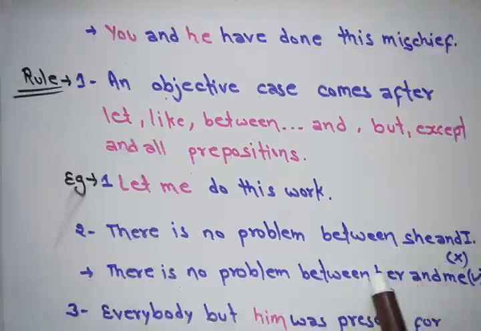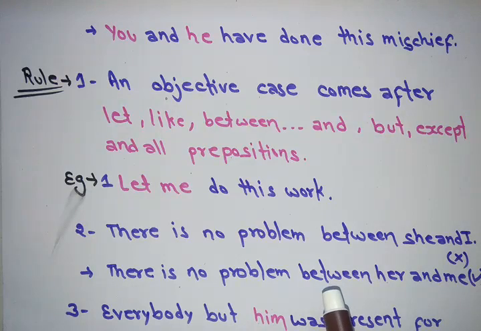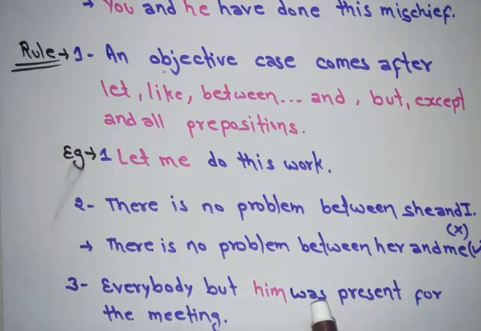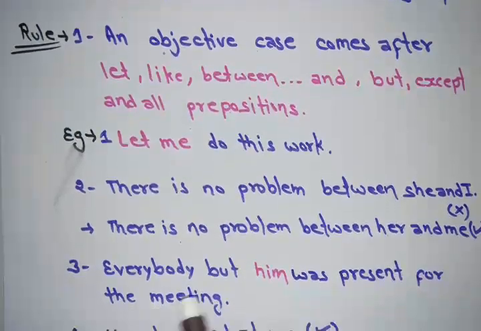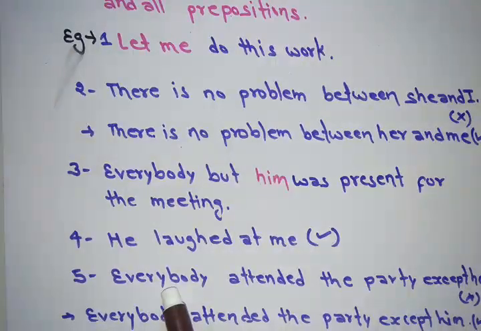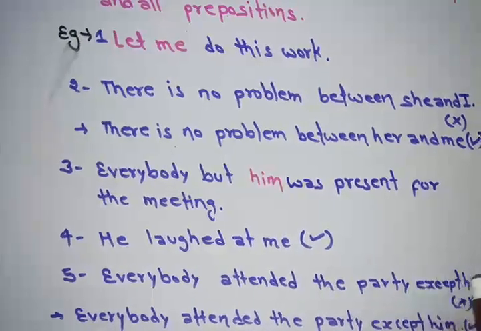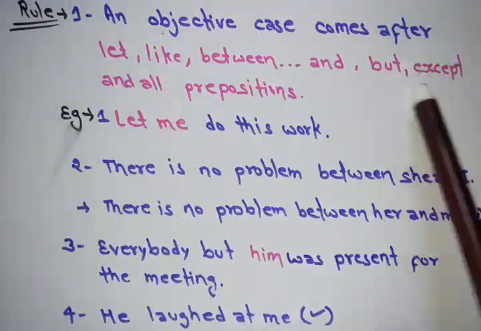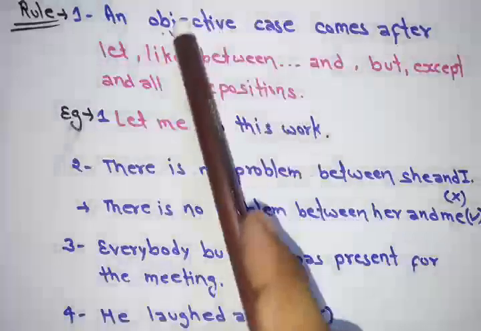These are very confusing things from the point of view of exams as well as our daily life. Third example is: everybody but him was present for the meeting. So after but we use him, it's right. And fourth one is: he laughed at me. So after at we use me. Fifth one is: everybody attended the party except he.